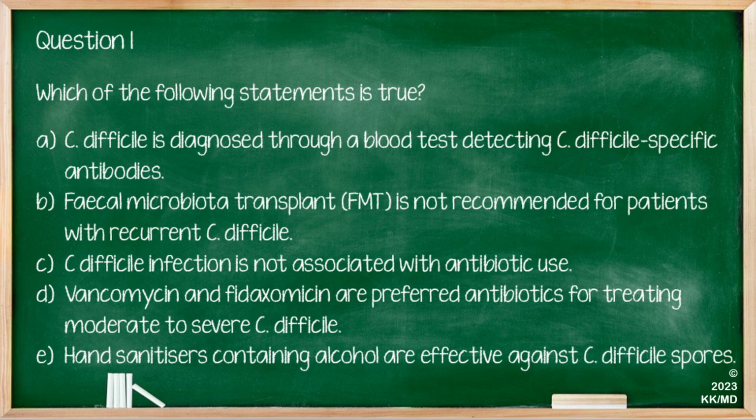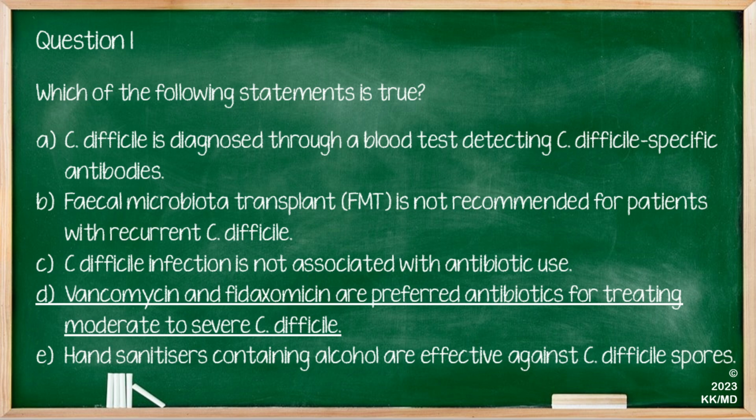So the correct answer in this case is D, that vancomycin and fidaxomicin are preferred antibiotics for treating moderate to severe C. difficile, and you may remember this from our earlier discussion of management. If we just run through the other answers, A is incorrect because C. difficile is diagnosed through stool sampling, not blood sampling, and we don't look for antibodies, we look for the toxin genes. Fecal microbiota transplant is recommended for people with recurrent C. difficile. C. difficile infection is associated with antibiotics, making C incorrect. And E, the spores are in fact resistant to many hand sanitizers, and so E is incorrect.